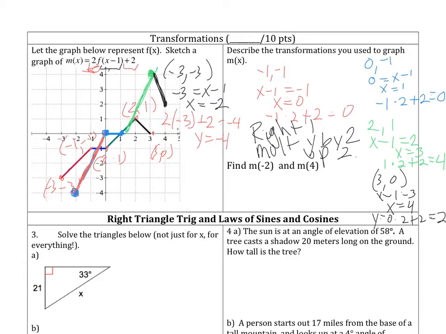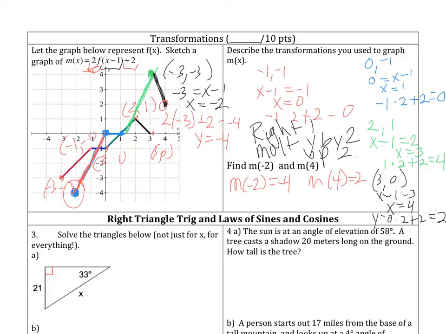There are a couple different ways that I could do this. The first way that I might be able to do this is to take a look at my graph. M of negative 2, so the drawn-in graph is m. At negative 2, m has a height of negative 4. M of negative 2 is negative 4. M of 4, I'm going to find the height there. M of 4 is 2.